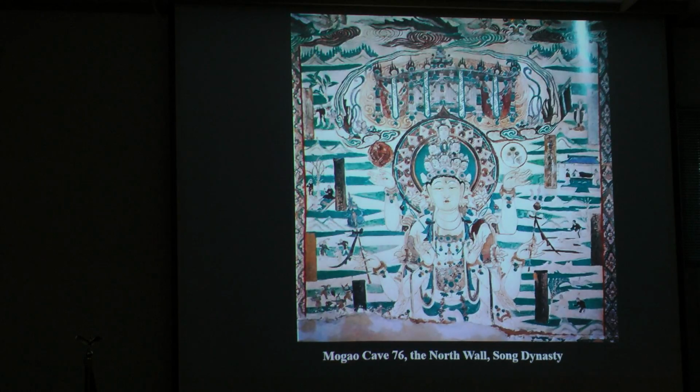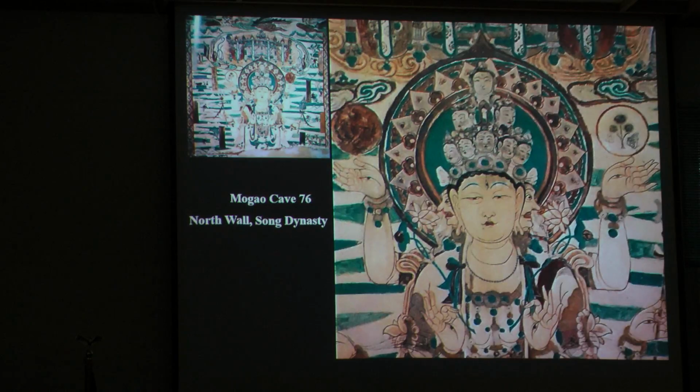Although only composed of 11 heads and 8 arms, the mural painting of the north wall of Mogao Cave 76 has a symbolic image of the 1,000-hand and 1,000-eye Avalokiteshvara. The main face has 3 eyes. Each palm of the 8 hands has a merciful eye.